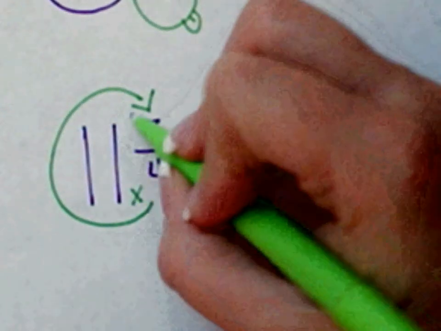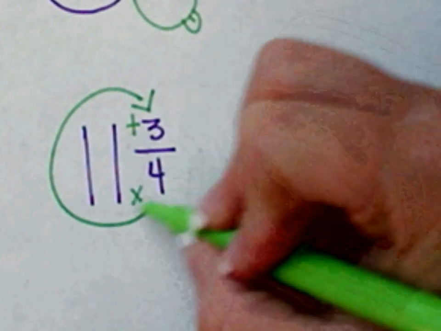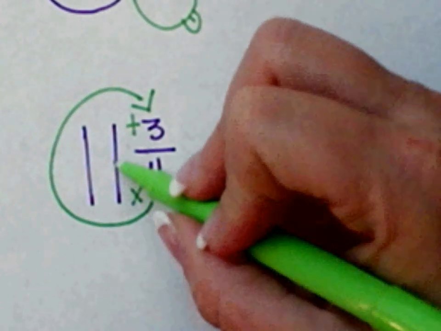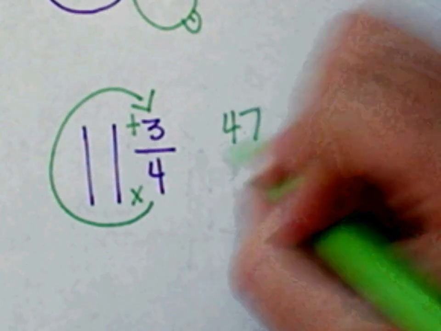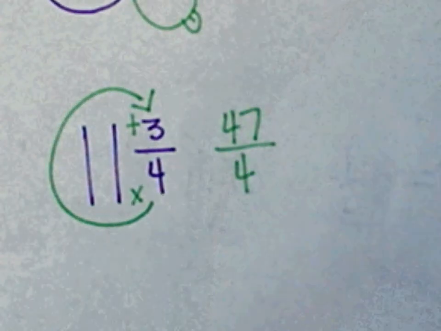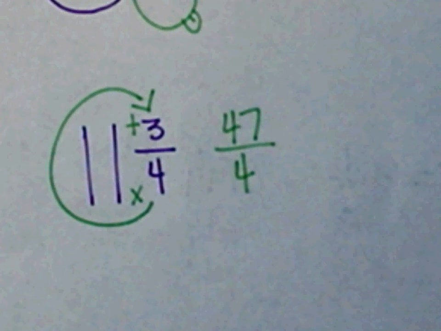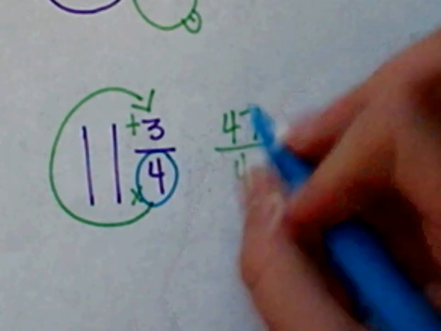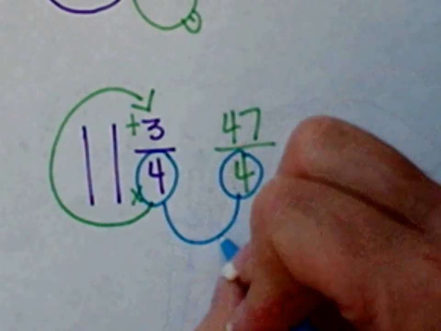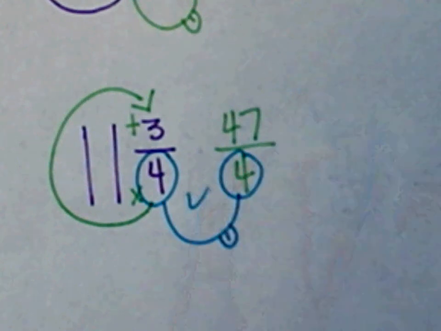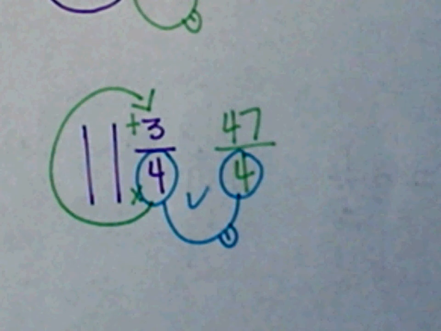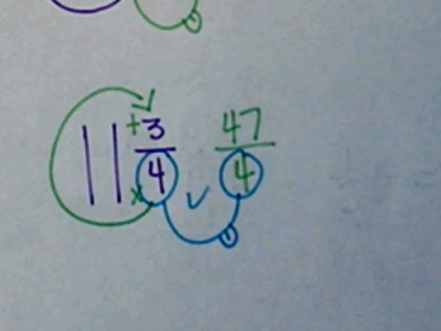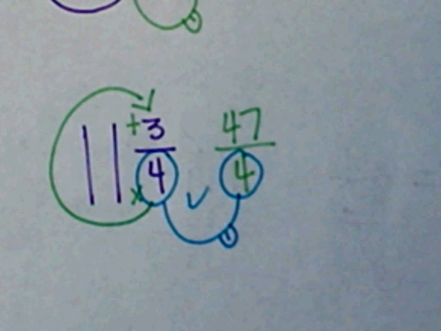Okay, so you should have tried this one on your own. Remember, first step, lasso. When I move from the 4 to the 11, I'm going to multiply. When I move from the 11 to the 3, I'm going to add. So 4 times 11, 44, plus 3 is 47. Denominator stays the same. Check. Are they the same? They are. Smiley face.